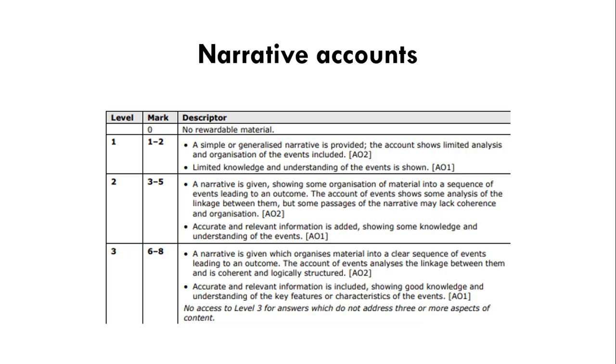So as a reminder, here's how the narrative accounts are marked. You're looking for level 3. So material into a clear sequence of events leading to an outcome where the account of events analyses the linkage between them. So you need to make sure you have linking sentences which analyse the links between the beginning and the middle and the beginning and the end. And then accurate and relevant information with good knowledge and understanding. And if you do not address 3 or more aspects of content, the maximum mark out of 8 you can get is 5. So for example, if you only write about the 2 bullet points, you can't get 6 or more.